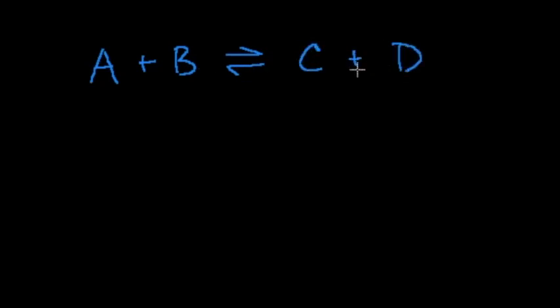Let's say we had the reaction molecule A plus molecule B in dynamic equilibrium with molecule C plus D, which just means that the rate of the forward reaction is the same as the rate of the backward, or reverse, reaction. There'll be some equilibrium concentrations of A, B, C, and D, and we can figure out what the equilibrium constant is if we want.